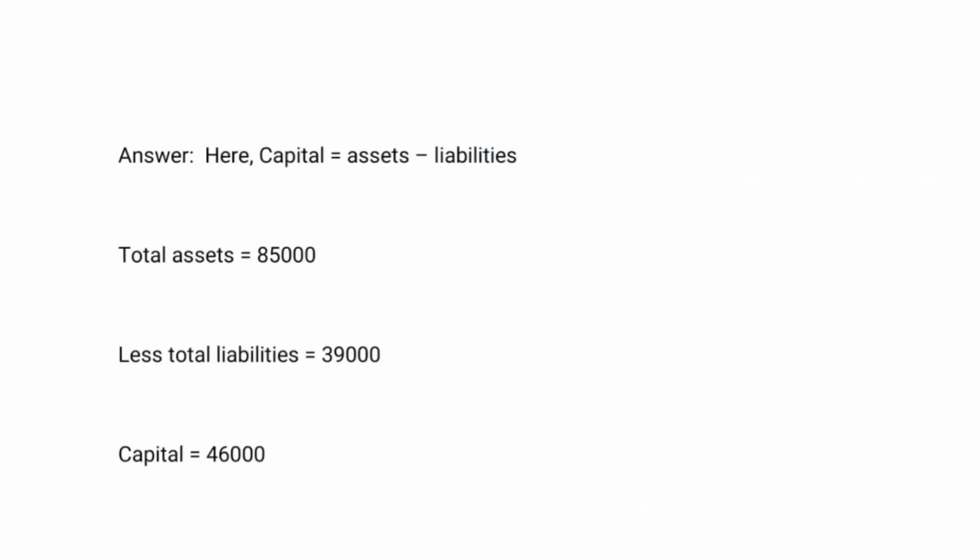Here is a short explanation for the given problem's answer. Capital is equal to assets minus liabilities. Why? Because assets are more than the liabilities. That's the reason we find capital. Here total assets is equal to 85,000, less the total liabilities, which is 39,000. The difference between assets and liabilities is equal to 46,000. It is capital. Now the problem is completed.